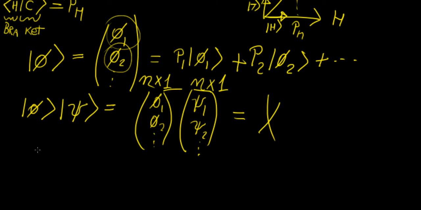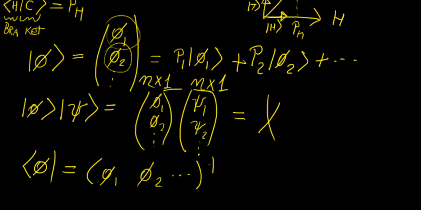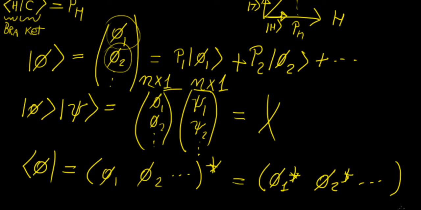Now, we can represent the anti-eigenfunction, or just the complex conjugate of the function, as a bra. This would be a row vector, because we take the transpose of this, so we write the elements now as a row vector. But now we also take the complex conjugate of each of these, so this is a row vector of the complex conjugates of all those probability amplitudes.